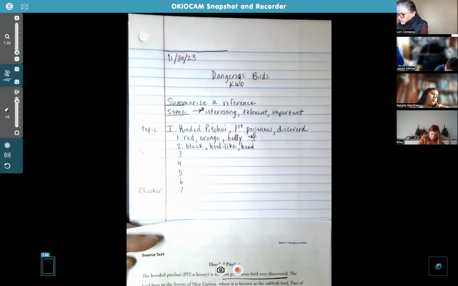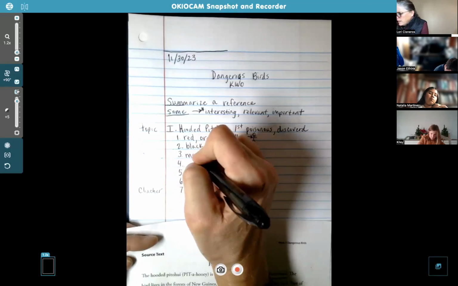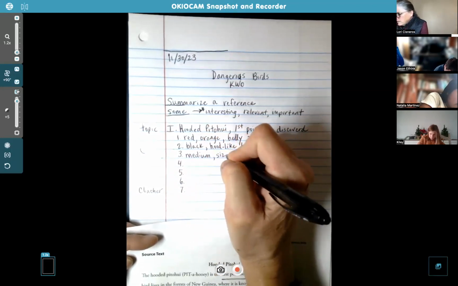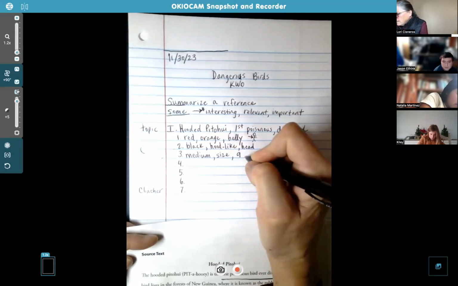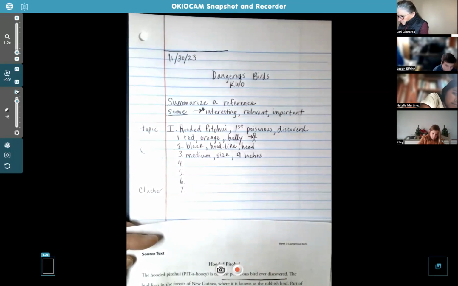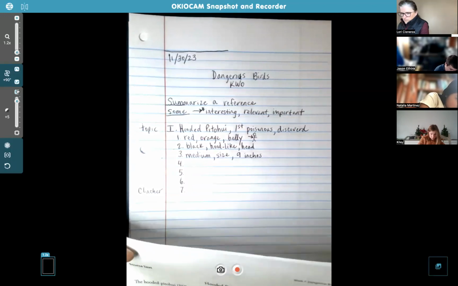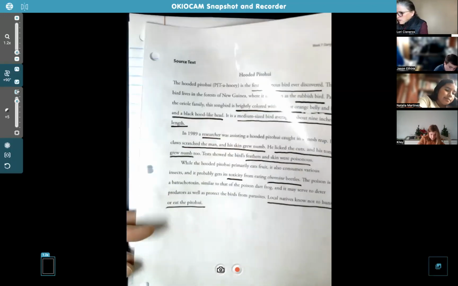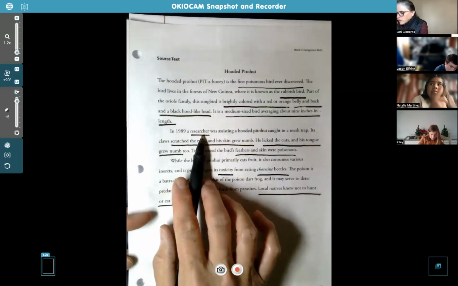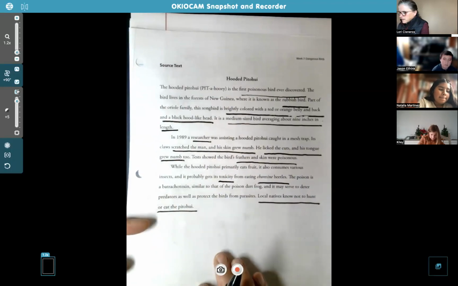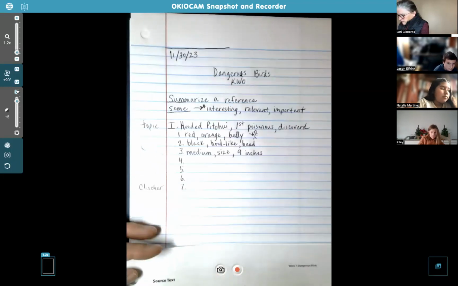So I'm going to put medium size, 9 inches. You guys with me okay now? Okay, good. So we're going on to the next thing we underlined, which was about the researcher that got scratched and his skin grew numb.